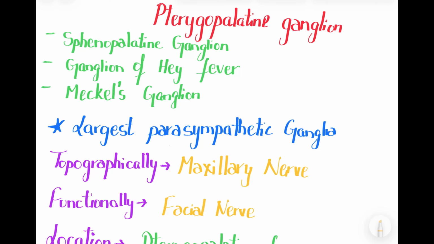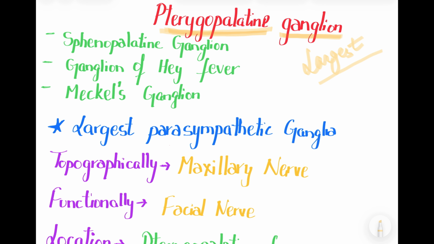Hello, today we will be talking of another parasympathetic ganglion, that is the pterygopalatine ganglion. It is another parasympathetic ganglion apart from the ciliary ganglion and the otic ganglion that we have talked about in our previous lectures. The pterygopalatine ganglion is the largest of all the ganglia that we have talked of.